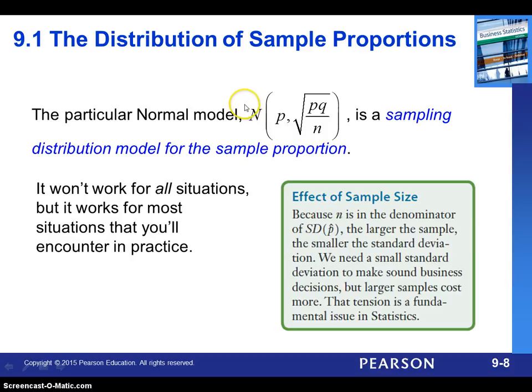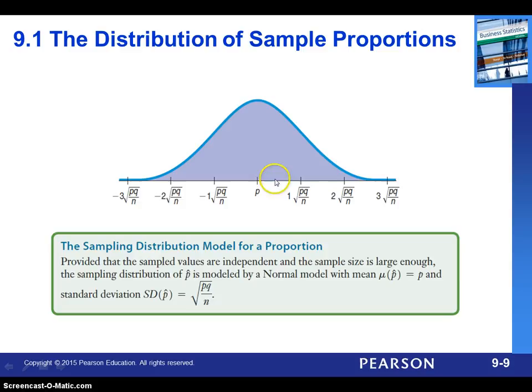And so what we're going to do then is create a normal model. This says here's a normal model that's centered at p, the true proportion, and the standard deviation is the square root of pq over n. So again, q is just 1 minus p, or if p is 20, q is 80, that sort of thing. Okay. And here's what it'll look like as a normal curve. After you take all those samples, the true proportion is p, and then you go away from p with one standard deviation increments, where the standard deviation is the square root of pq over n.